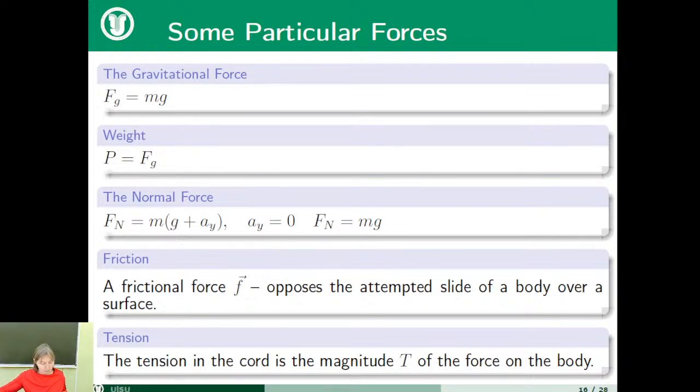And Newton's third law. When two bodies interact, the forces on the bodies from each other are always equal in magnitude and opposite in direction.